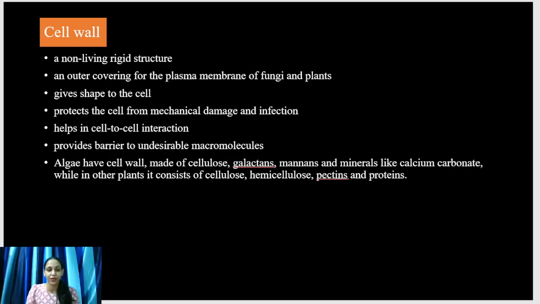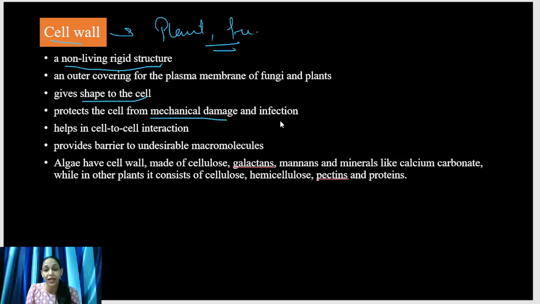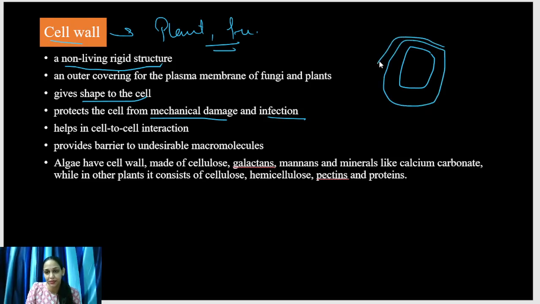Come to the next point, the cell wall. Cell wall is present in plants, fungi, algae. एनिमल्स में एब्सेंट होती है. It is a non-living rigid structure. रिजिड है तो प्रोटेक्ट करेगा, शेप देगा, मैकेनिकल डैमेज से प्रोटेक्ट करेगा, इन्फेक्शन से प्रोटेक्ट करेगा. And it is the outer covering of the plasma membrane. ये प्लाज्मा मेम्ब्रेन है, इसकी आउटर कवरिंग, this is the cell wall.